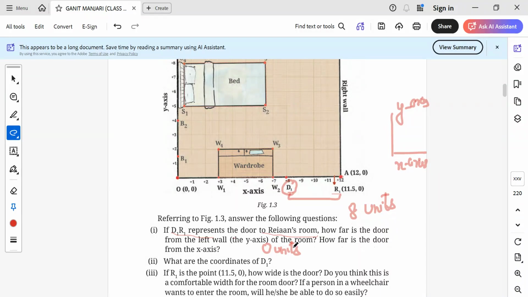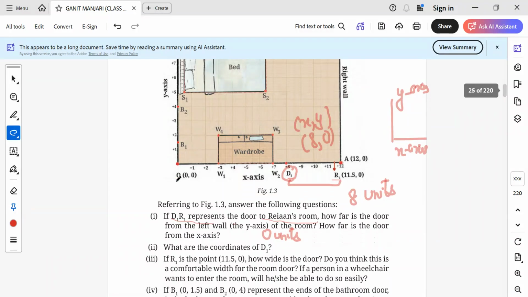What are the coordinates of D1? D1 coordinates. Already I told you, when you are writing coordinates, firstly you have to write the x and then you have to write the y. Got it? Firstly the x and then the y. So what is the x over here? X is given 8, and what is the y? Y we will take as 0 because it is on the x-axis. It is clear till here?